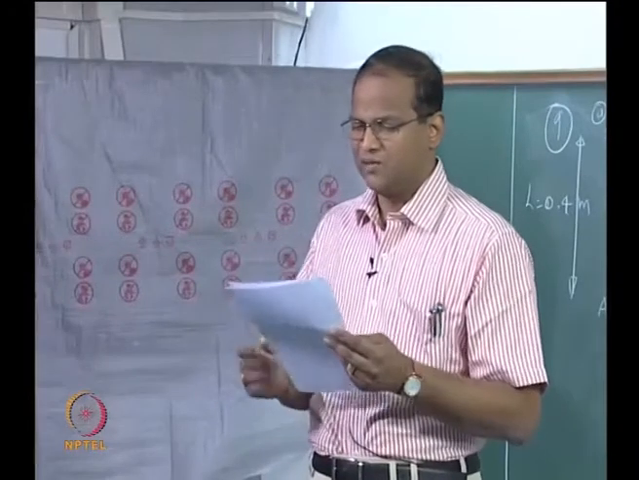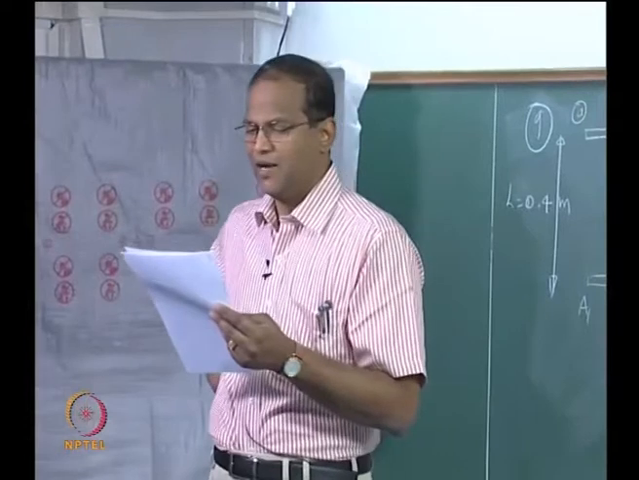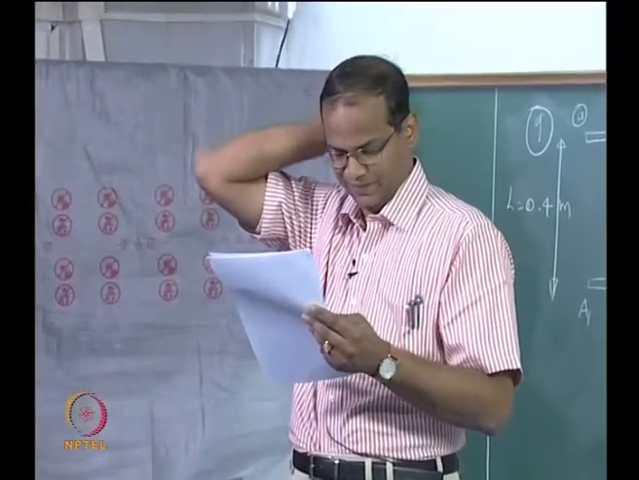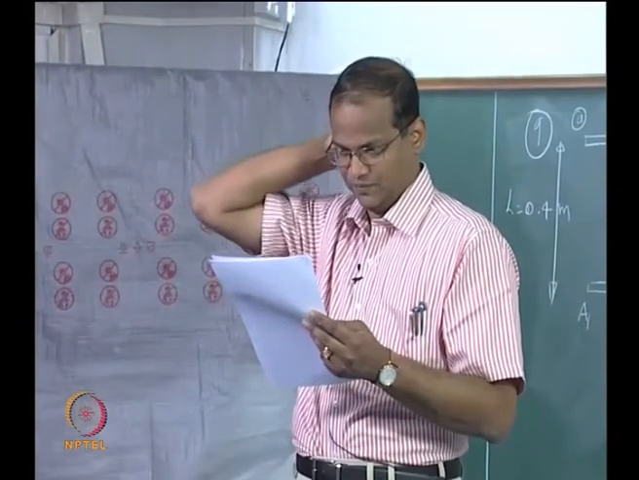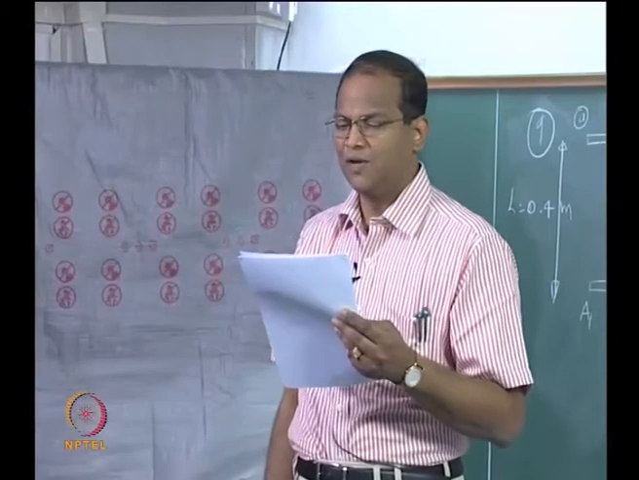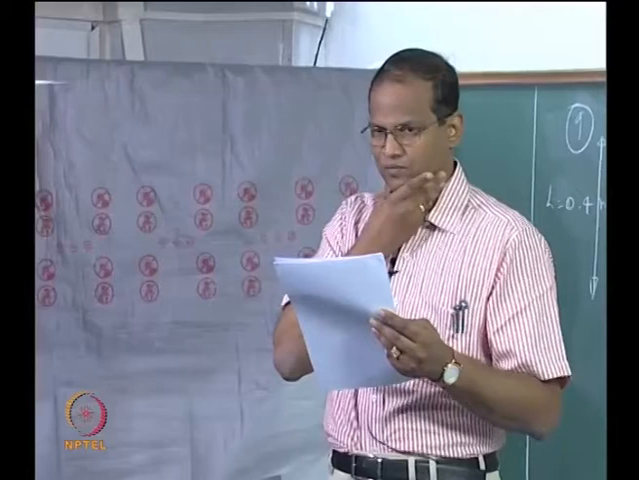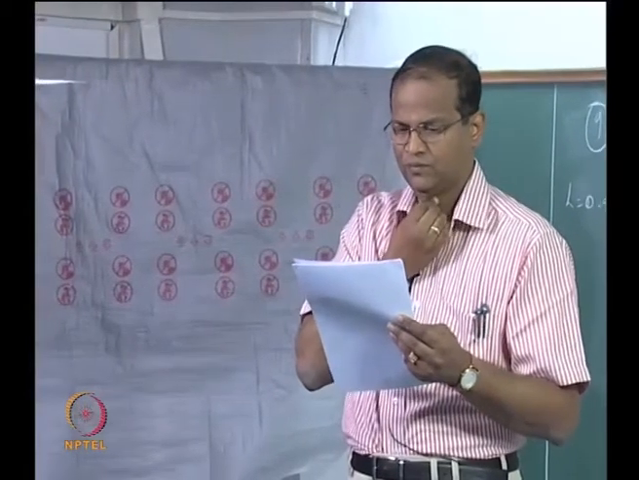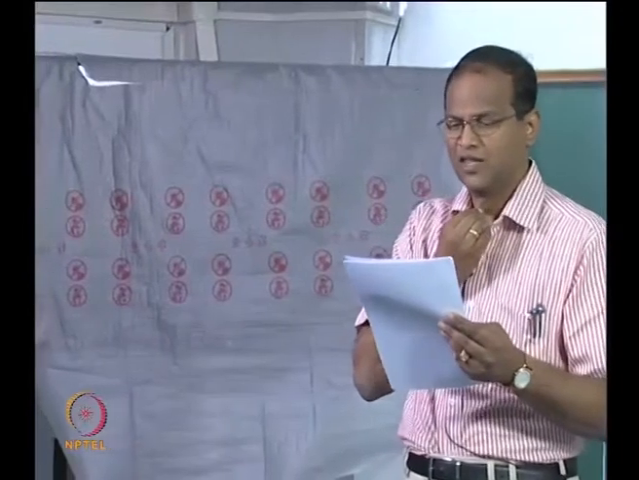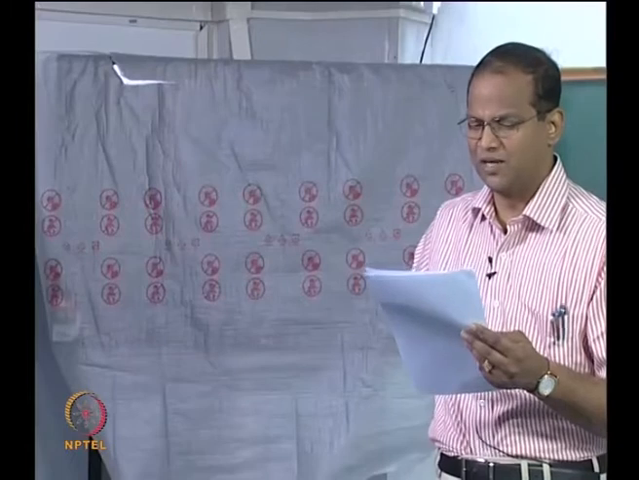Okay, consider an arrangement as shown in the figure to detect radiation emitted by an elemental surface of area A1 equal to 6.25 into 10 to the power of minus 6 meter square, and temperature T1 equal to 1100 Kelvin.